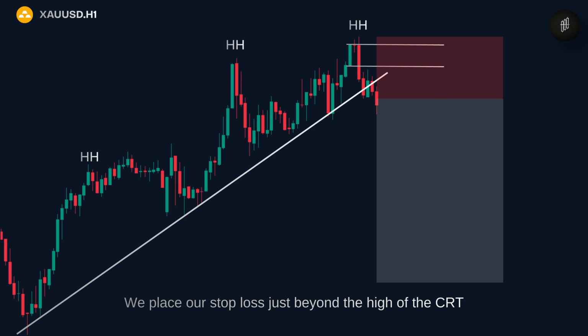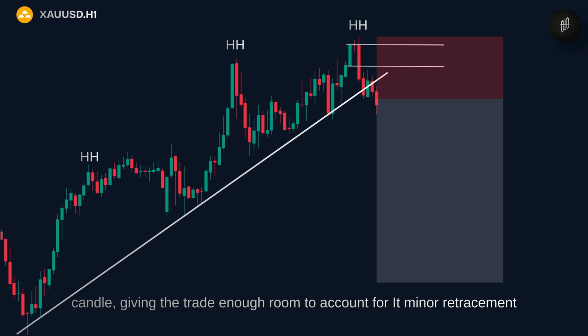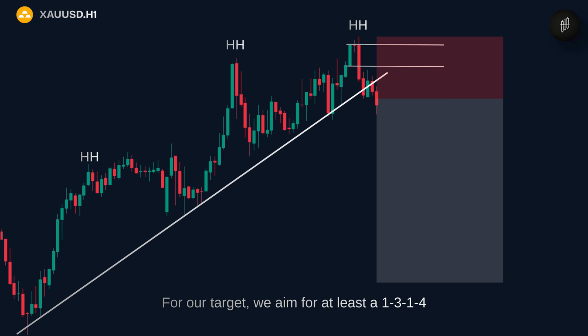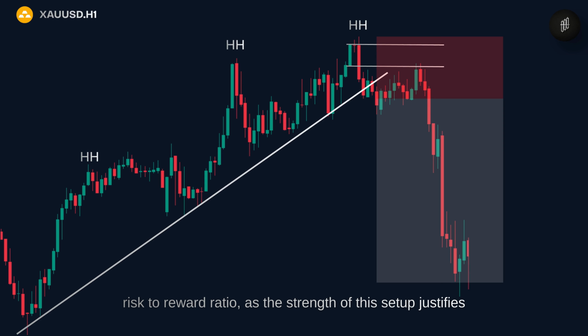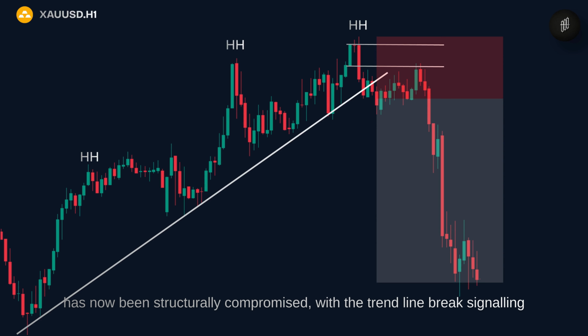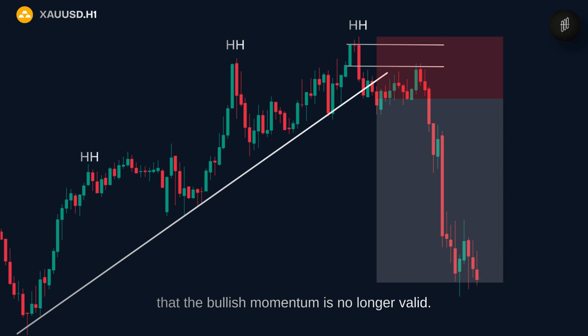We place our stop loss just beyond the high of the CRT candle, giving the trade enough room to account for any minor retracement while still protecting us in case the setup fails to play out. For our target, we aim for at least a 1-to-3 to 1-to-4 risk-to-reward ratio, as the strength of this setup justifies pushing for a more ambitious target. This confidence comes from the fact that the entire previous uptrend has now been structurally compromised, with the trendline break signaling that the bullish momentum is no longer valid.